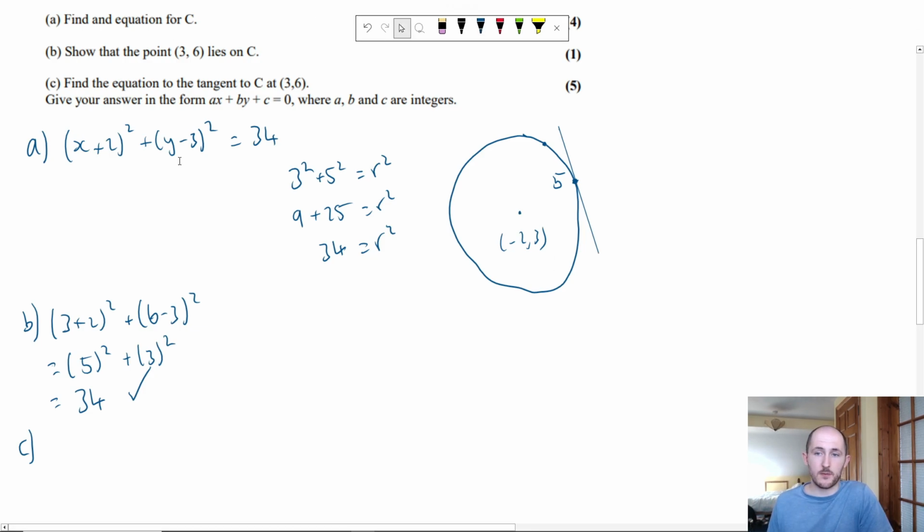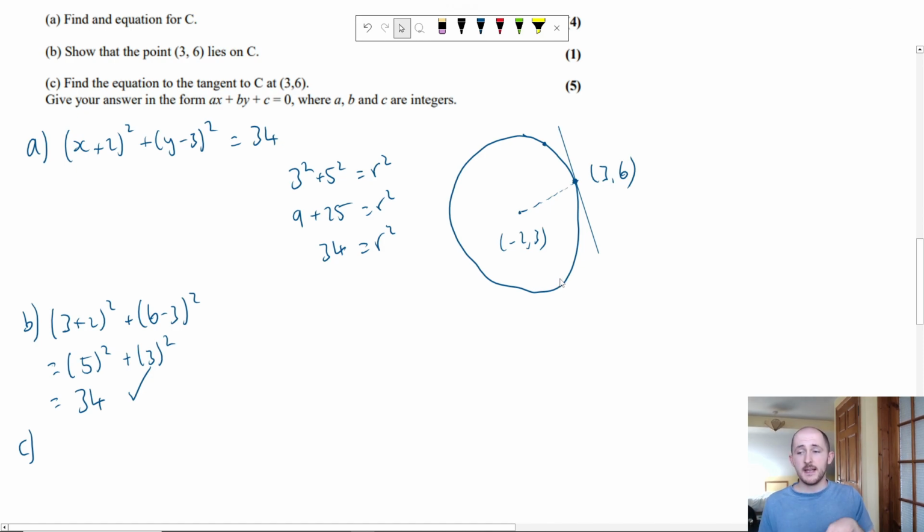So, give your answer in the form ax plus by plus c as well. That is the point 3, 6, like so. Well, we're going to do the same thing that you did back in GCSEs. You're going to use the fact that the radius will meet the circumference at 90 degrees. It will meet the tangent at 90 degrees. So if I find the gradient of the radius, I can do the negative reciprocal to find out what the gradient of the tangent is.